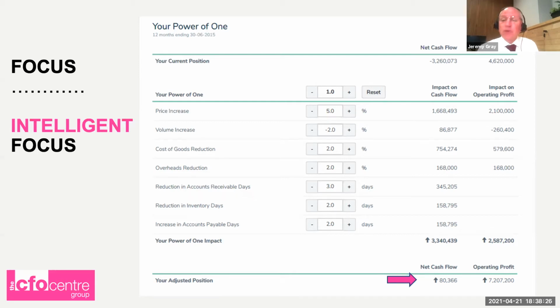There may be customers that you don't want to deal with because you don't make enough money with them, and by losing those customers, although you may decrease the total revenue of your business, you might improve your profitability, and you might improve your cash flow. So look at your products, look at your customer segmentation, pull levers on the balance sheet.